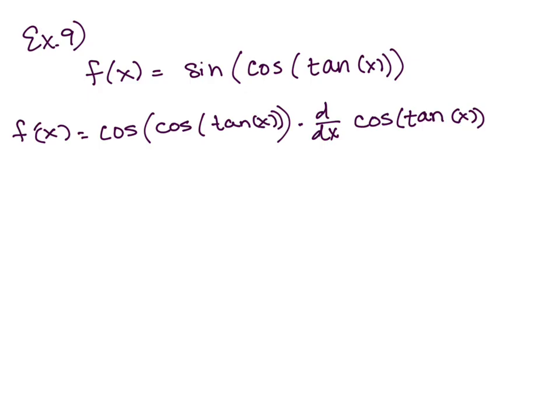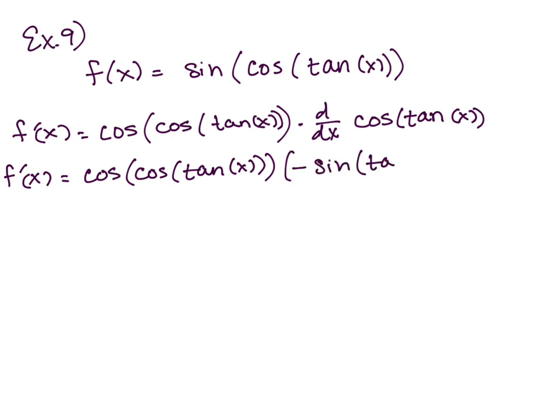So our first function, f prime of x, is going to be cosine of tangent of x. Now let's take the derivative of cosine of tangent of x. What's the derivative of cosine? Negative sine of tangent of x times the derivative of tangent of x. And so here in our last step of actually taking the derivative, you could have done this all at once. I just didn't want you to have to think that far ahead.